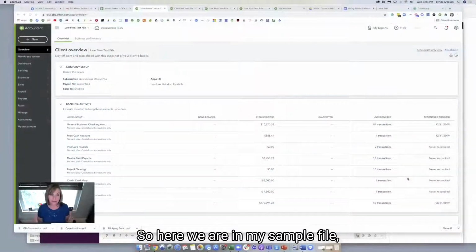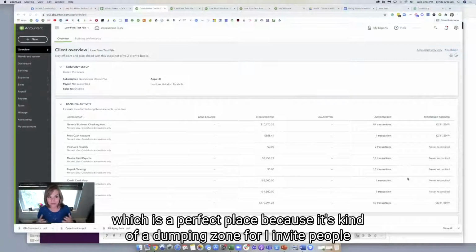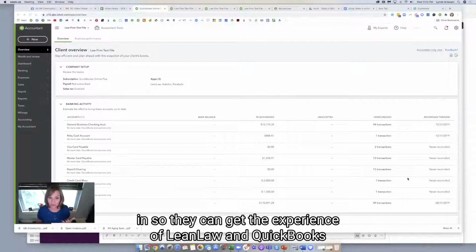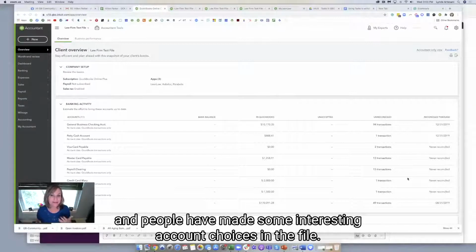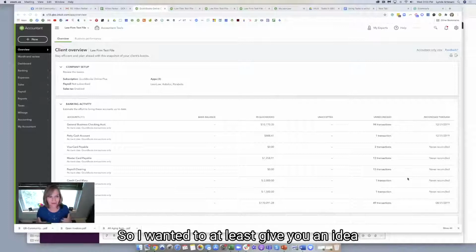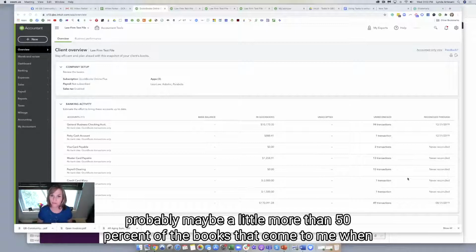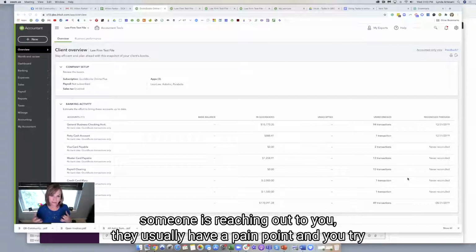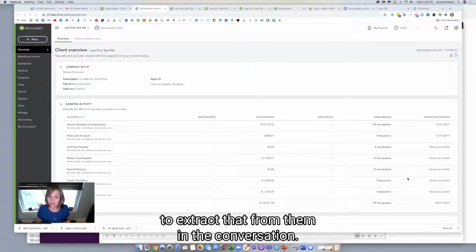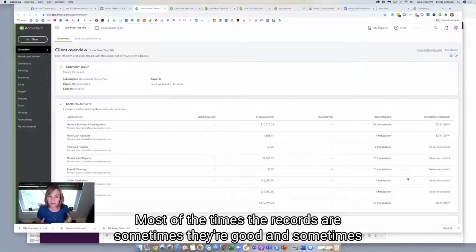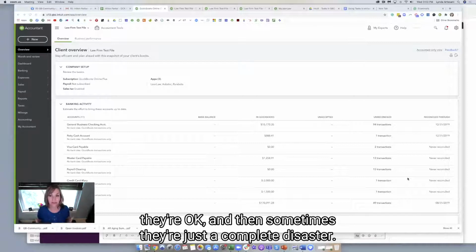So here we are in my sample file, which is a perfect place because it's kind of a dumping zone where I invite people in so they can get the experience of Lien Law and QuickBooks. People have made some interesting account choices in the file, so I wanted to give you an idea of what it looks like when you get messy books, because probably a little more than 50% of the books that come to me are like that. When someone reaches out to you, they usually have a pain point and you try to extract that from them in the conversation. Sometimes the records are good, sometimes they're okay, and then sometimes they're just a complete disaster.